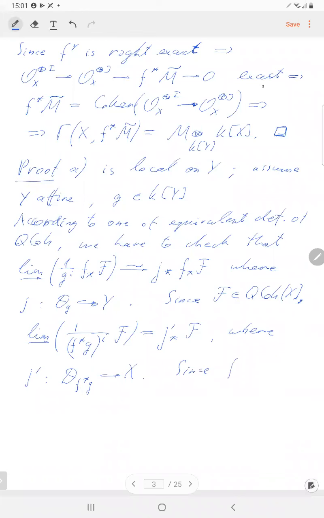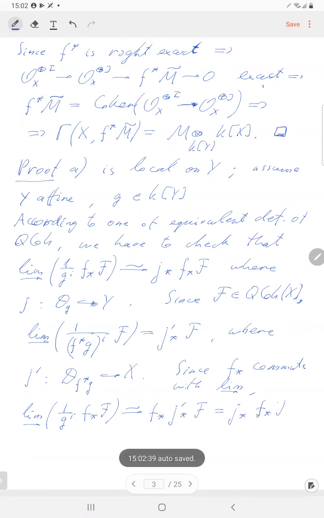Okay, and now we're done because we know that the push forward commutes with colimits. We can rewrite the desired limit of sheaves like this: J prime push forward of F, and this is equal to J star F star F. Okay, the second equality is just evident. Okay, there we are. So these were the basics of quasi-coherent sheaves functorialities, and we are done with this.